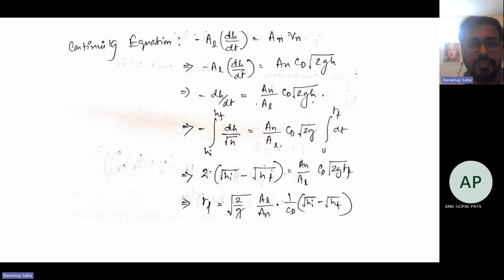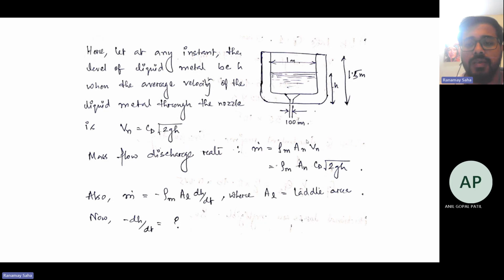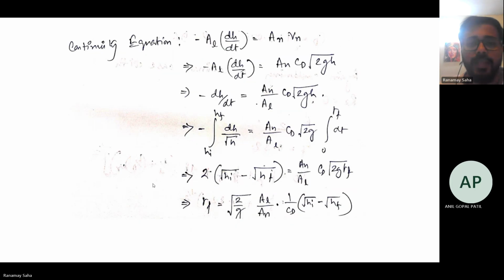Just to maintain continuity, we have AL minus of AL dt. AL is the area of the ladle, okay? Equal to the right hand side, which is the nozzle area AN times velocity Vn. The density of the molten metal gets cut away from both sides. Then we have dH/dt equal to the ratio of nozzle area to ladle area, times CD, times the square root of twice GH, okay?